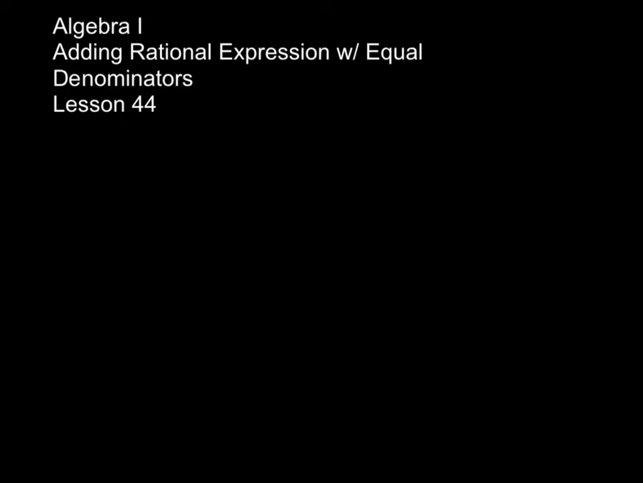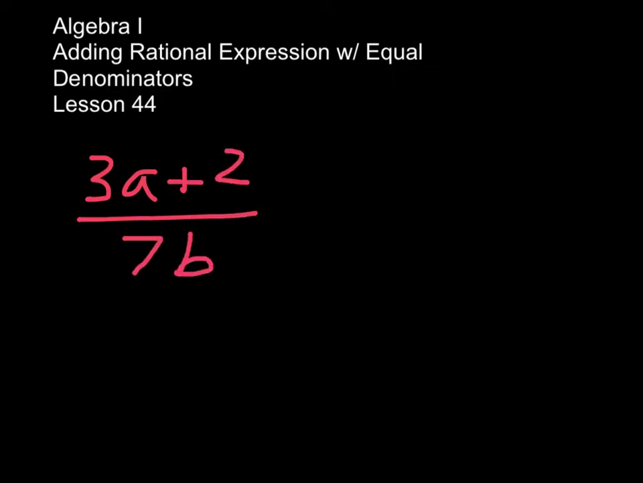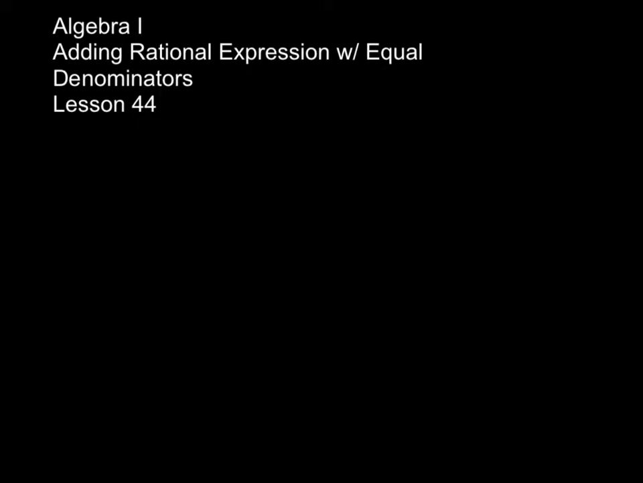Okay, we're going to talk about adding rational expressions with equal denominators. And as I've mentioned before, rational expressions, that term is simply an expression where it's a fraction. So, for example, if I had 3a plus 2 over 7b, this is a rational expression. This whole thing is really just a fraction. So really what we're doing here is we're adding fractions with equal denominators, except we're going to have some letters involved with that.